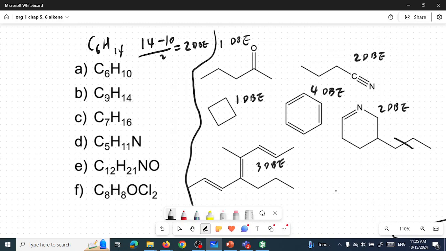Similarly, we can look at B, C9H14. The saturated version will be C9H, 2 times 9 plus 2 equals 20. So the saturated number of hydrogen is 20. The actual molecule has only 14. So 20 minus 14 divided by 2 equals 6 divided by 2 equals 3 DBEs.